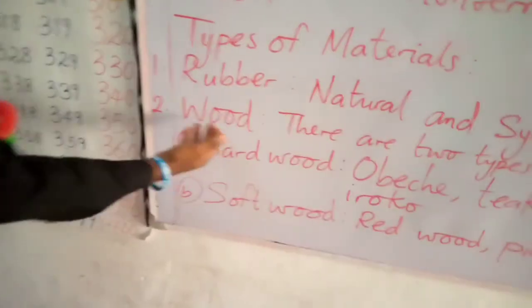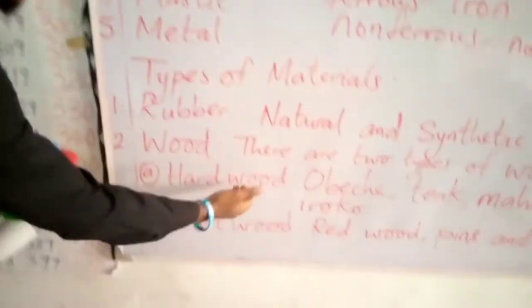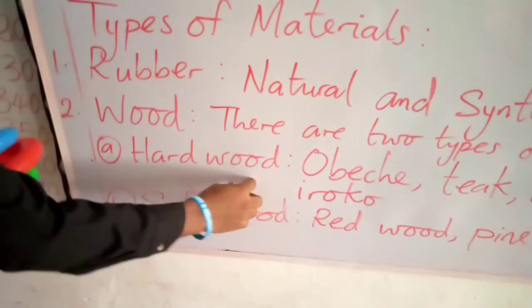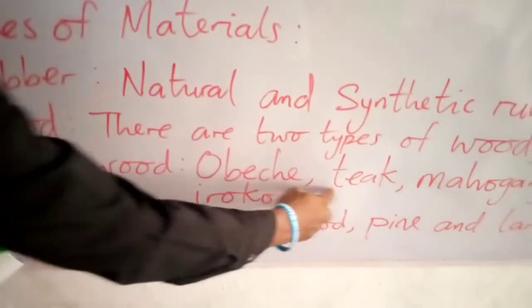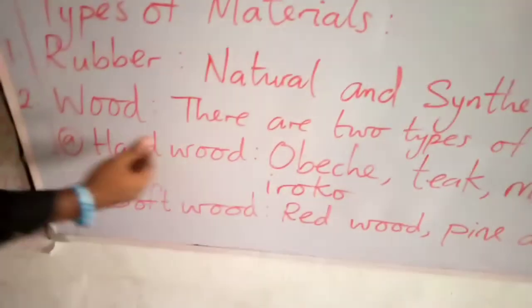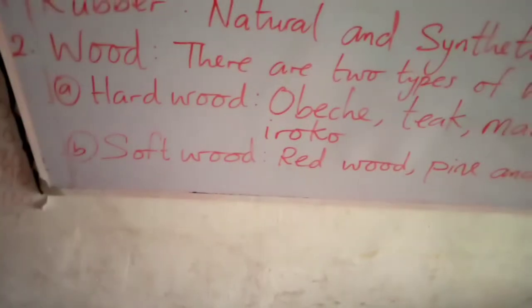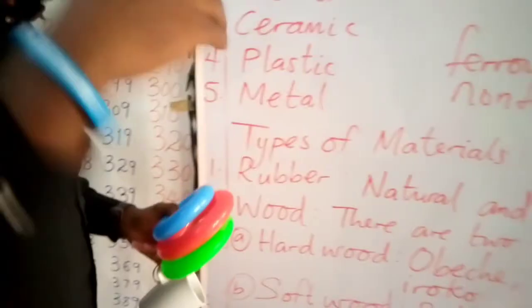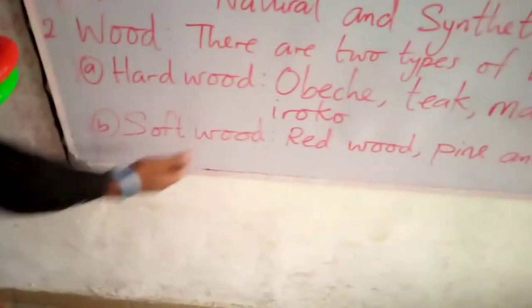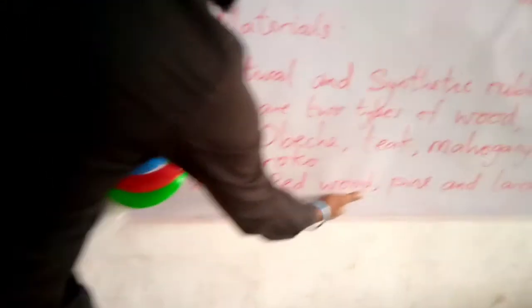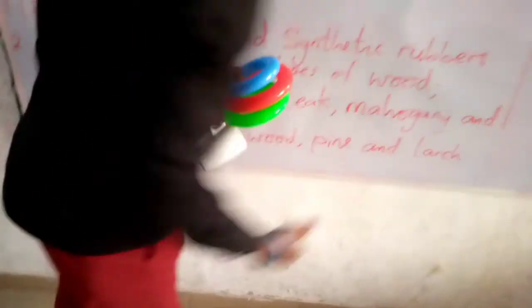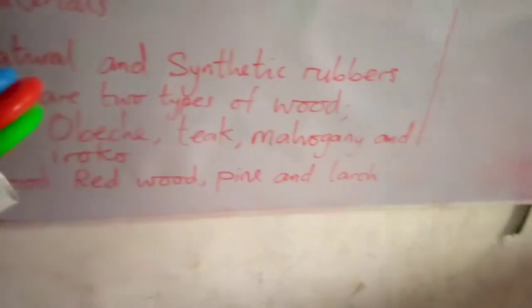Now we know that wood, we said, has two types. One is hardwood: obeche, teak, mahogany, and iroko. You can use them to manufacture your chair, your wardrobe, and other hardwood products. We have the softwood, which we said is redwood, pine, and larch. You can use your pine and your larch to produce your notebooks or softer board paper.